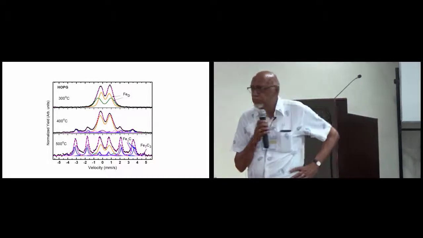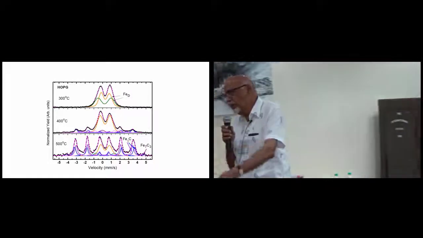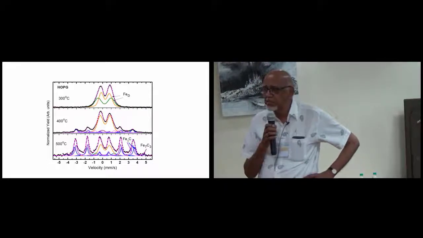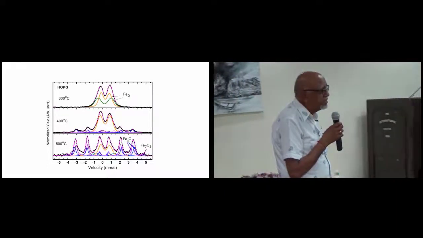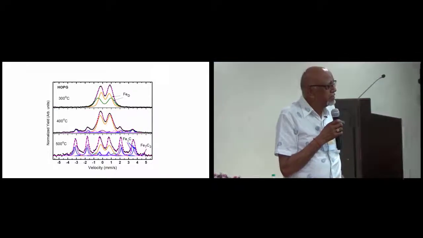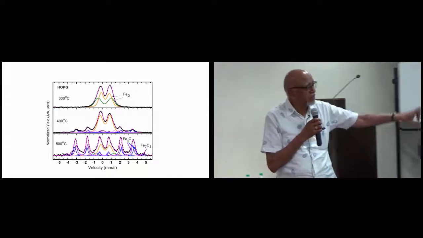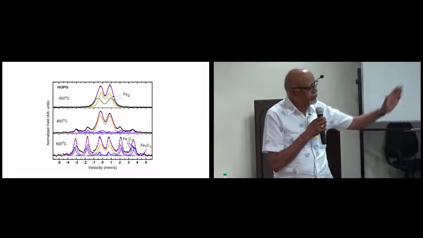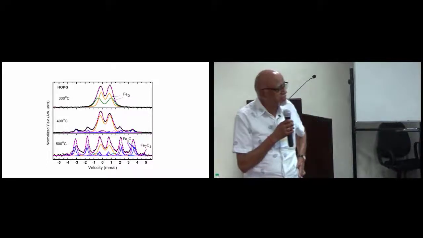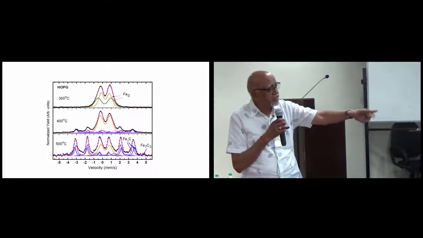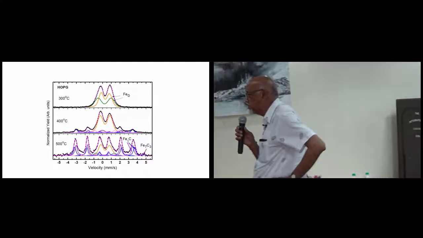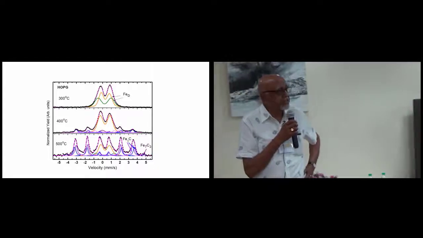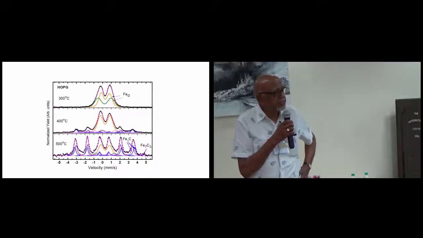And the fits, we used the parameters that others had used in bulk Fe3C and then allowed it to relax. And what you notice is that we required two sextets to fit the main structures, and then some smaller sextets there which we could assign from previous measurements to Fe7C3 and the two sextets to Fe3C. Next one, please.